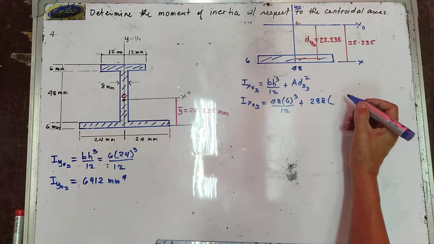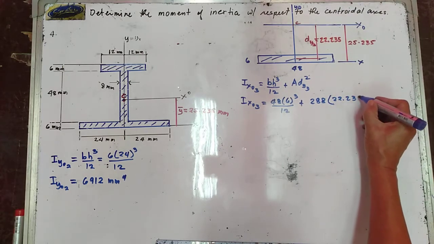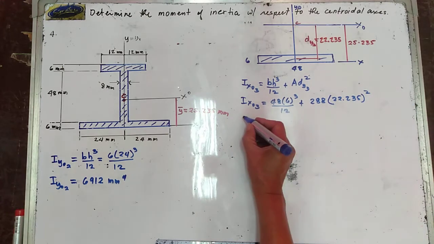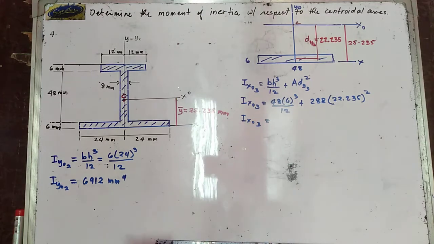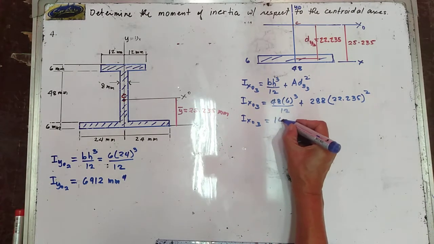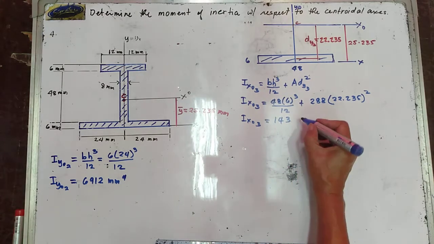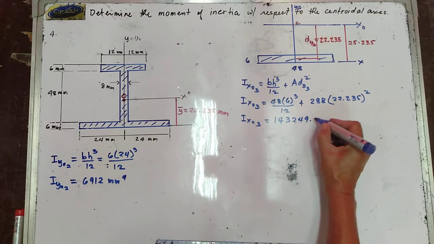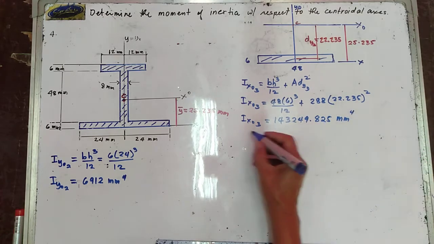288, multiply this one by 22.235 square. So your Ixo3 is now equal to 143, so we have 143,249. So that is 249.825 millimeter raised to the fourth.